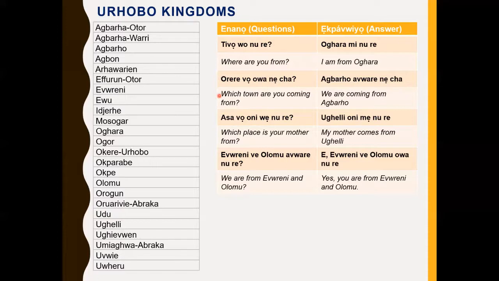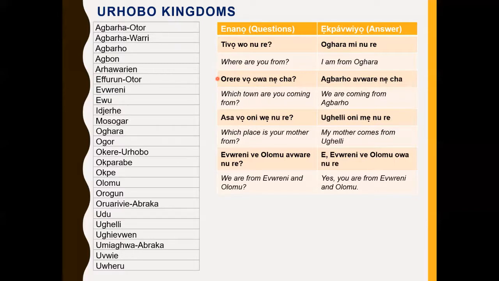So the thing to keep in mind here is that the "you" in "which town are you coming from" is a plural you, so not just one person, but multiple people. So you're asking a group of people which town they are coming from. So it becomes Urhobo wa Nekia. If it was just a singular you, someone asking one person where are you coming from, it would have been different. But because this is plural, it becomes Urhobo wa Nekia. So onwa means plural you. Wo is the singular you.